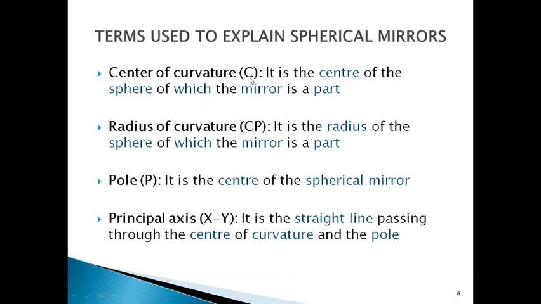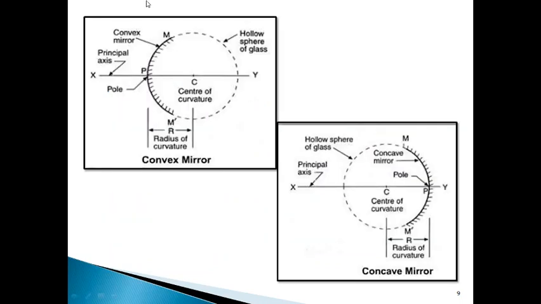It is denoted by the letter C. Now, radius of curvature: it is the radius of the sphere of which the mirror is a part. Simple. Now, this is the sphere of which this mirror is a part, so this will be the radius of the sphere. And if we consider this mirror, then this will be the radius of the sphere.